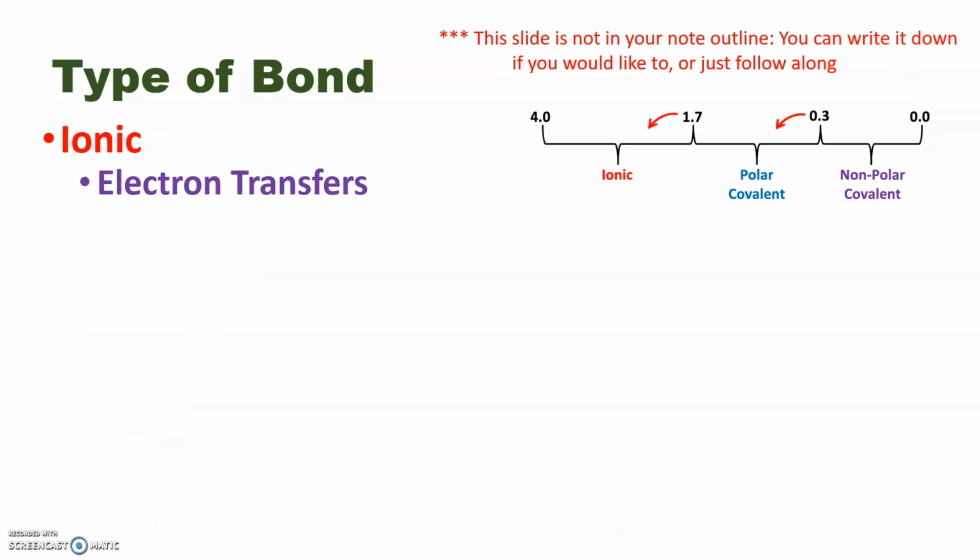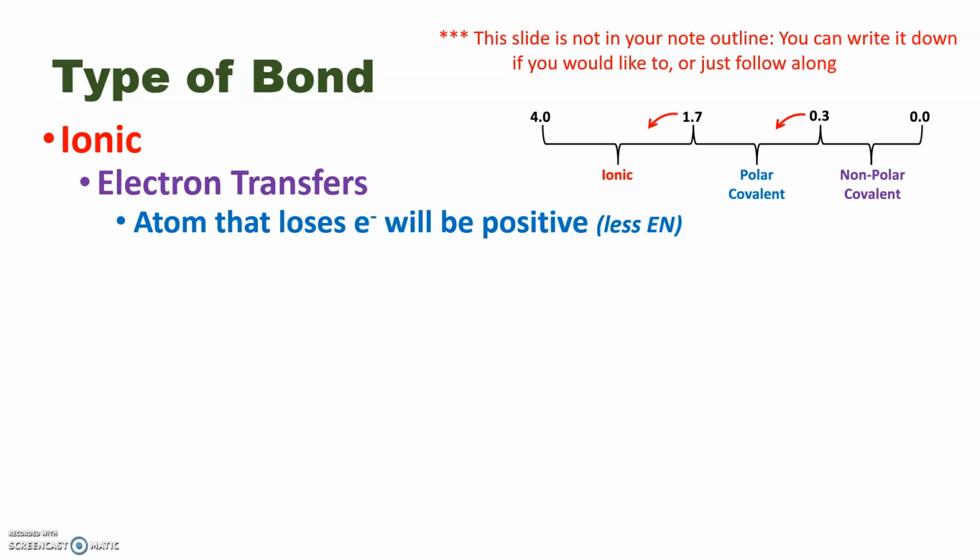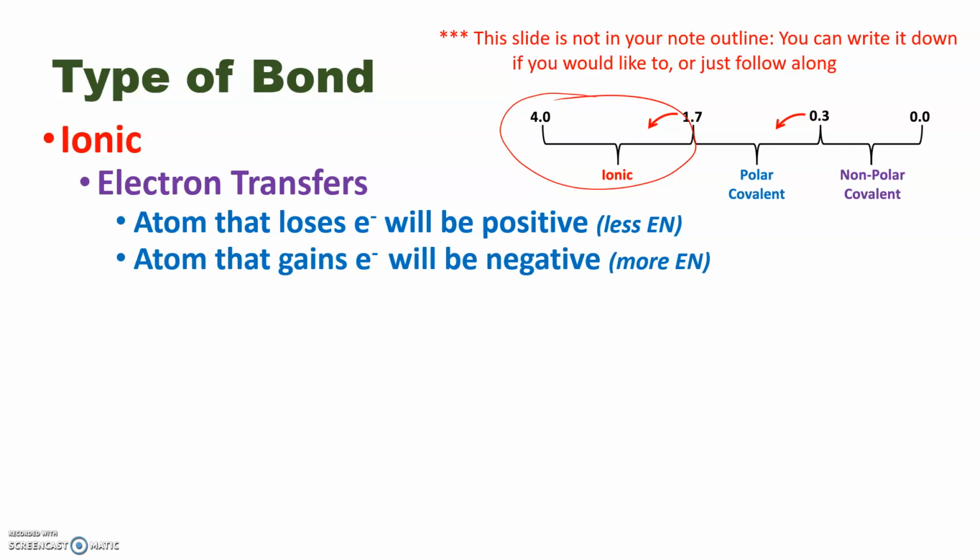An ionic bond. This is when the electrons transfer. So you'll have a big difference. And this slide is not in your note outline. So you have a big difference. That means that one atom is really strong and one atom is really weak, which allows the strong atom to fully rip the electron away from the other one. So the atom that loses the electron will be positive. The atom that gains the electron will be negative. It'll always be the more electronegative one that steals from the less electronegative one.